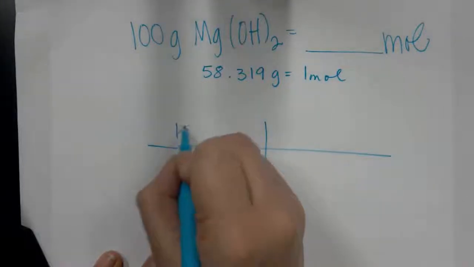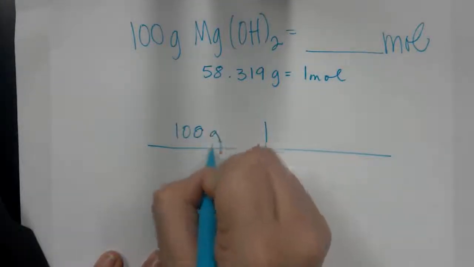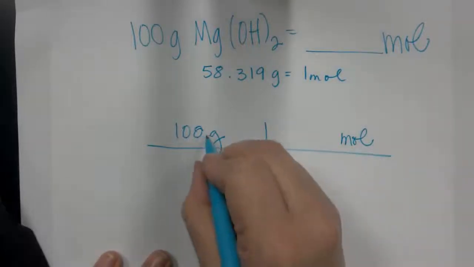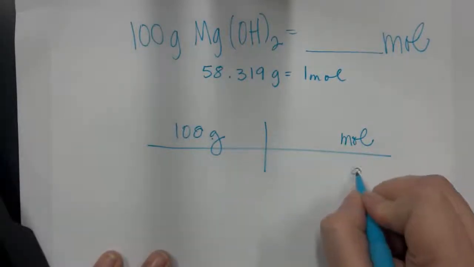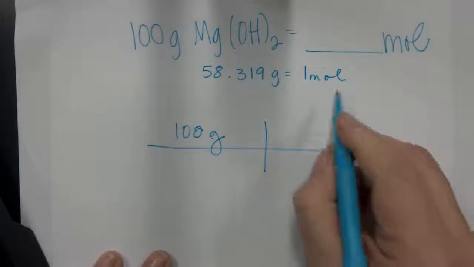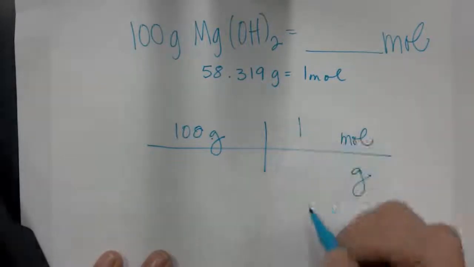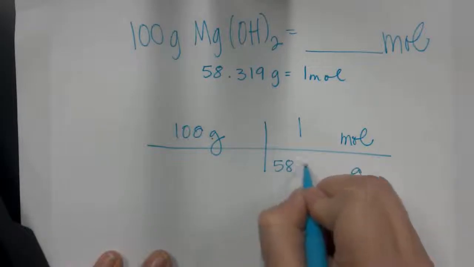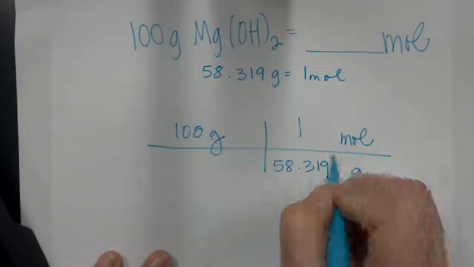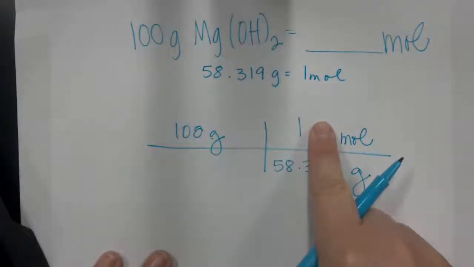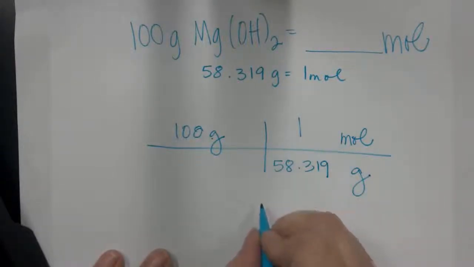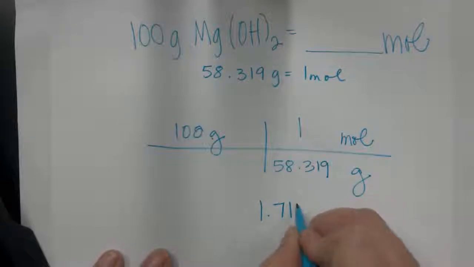Go ahead and put that 100 grams up in the top left-hand corner. Put your unknown unit in the top right-hand. Slide that known unit down into the right. That 1 from that mole goes right there, and then the number that's in front of the grams goes in front of this grams. Multiply 100 times the 1, get a 100. Divide it by 58.319, and you're going to get 1.71 moles.